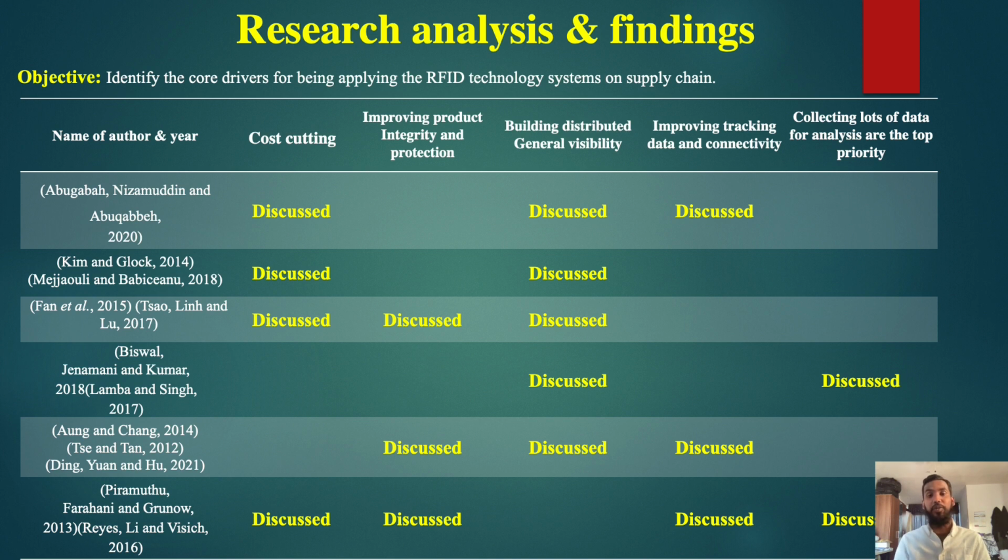Then building distributed general visibility, I also found most of the writers discussed it, and then most important, improving tracking data and connectivity, which was referred to by other articles, and the last one is collecting lots of data for analysis as the top priority. One or two writers discussed it.